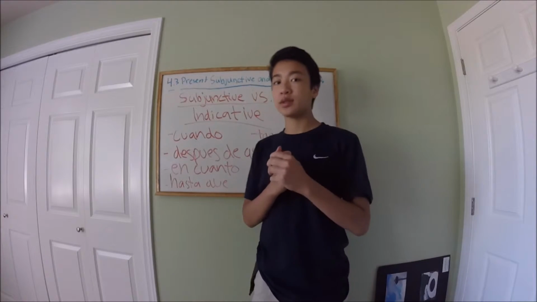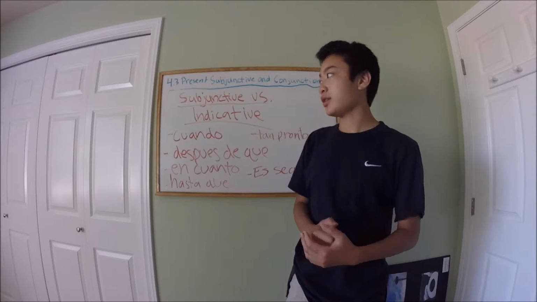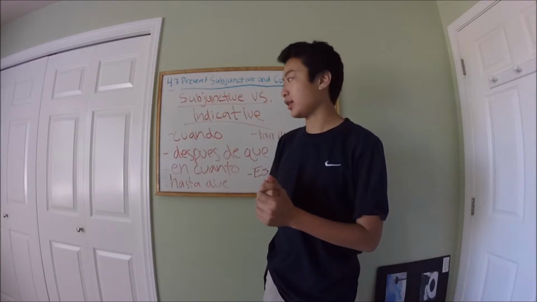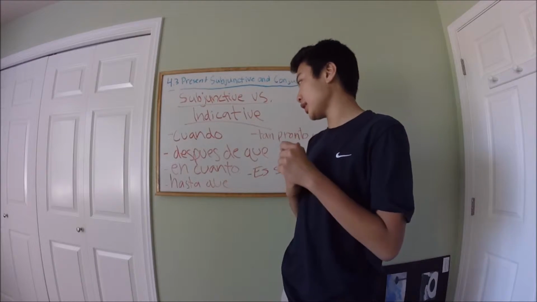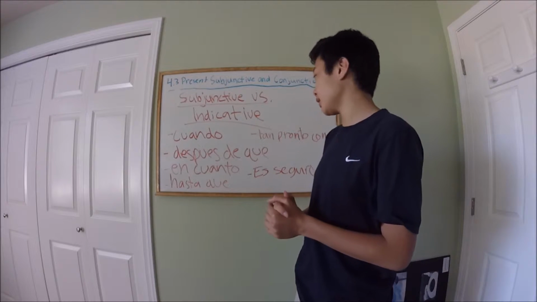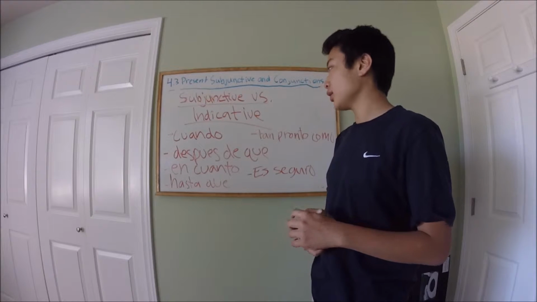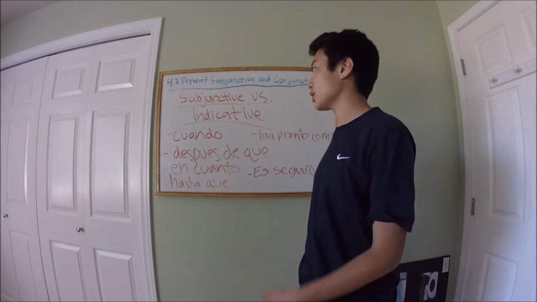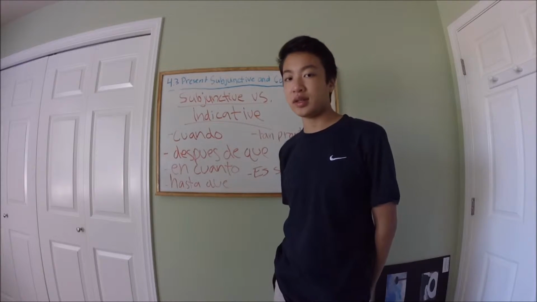Using the subjunctive versus using the indicative, there are a couple of conjunctions that you need to know that you could choose whether to use the subjunctive with or whether to use the indicative with. These 6 are cuando, después de que, en cuanto, hasta que, tan pronto como, and es seguro. So these different expressions require you to either use the subjunctive or the indicative after, depending on the situation and the context around it.